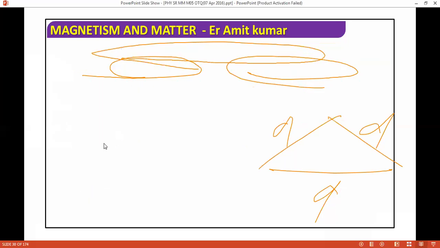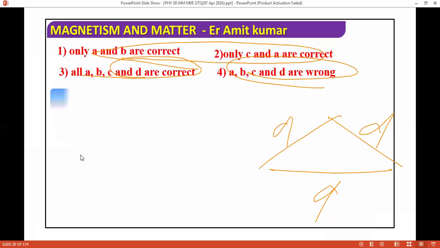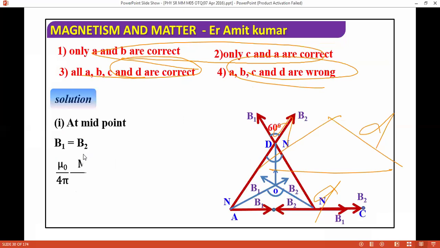So what will be the correct answer? I'm showing you the options. At the midpoint, d becomes d by 2. Do you agree? At the midpoint, the magnetic field distance becomes d by 2, because its total length is d. So B will be B1 minus B2. Do you agree? So you can solve this question.